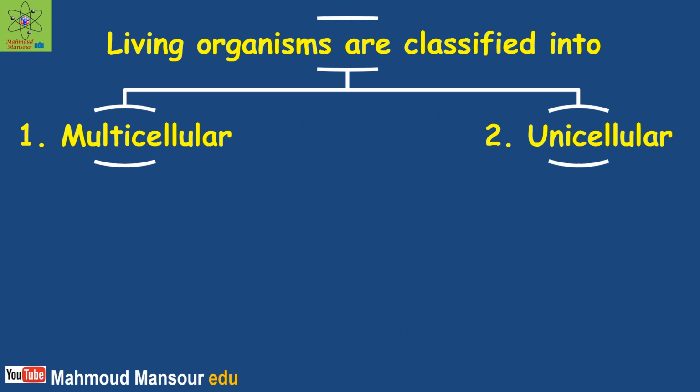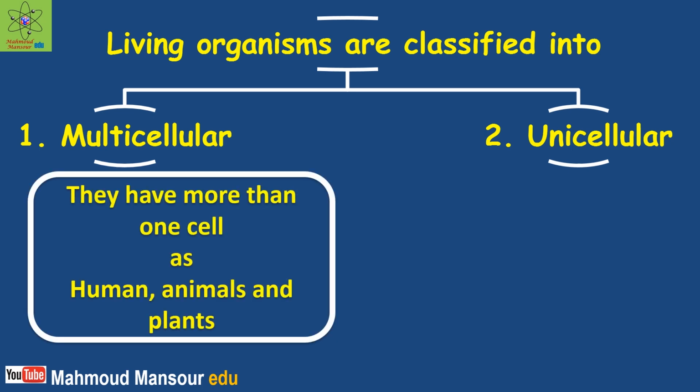There are many different living organisms around us. Some of them can be seen by our naked eyes, but others cannot. The living organisms can be classified into two types, according to the number of cells inside their bodies: multicellular living organisms and unicellular living organisms.